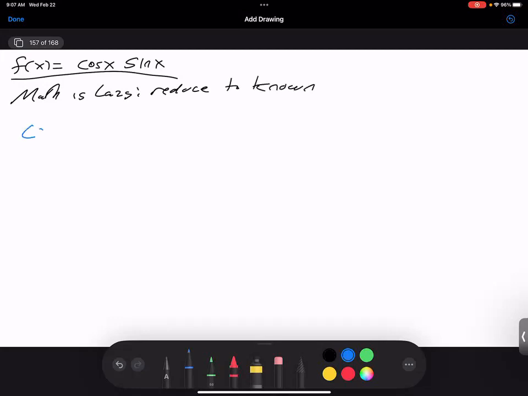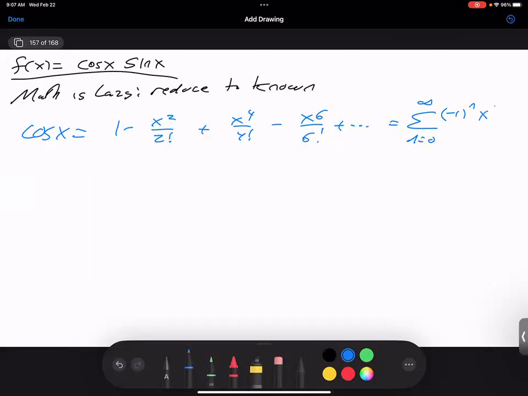We know the Taylor series for cosine of x. This is 1 minus x squared over 2 factorial plus x to the 4th over 4 factorial minus x to the 6th over 6 factorial plus ... This is the sum, n goes from 0 to infinity, -1 to the n, x to the 2n over 2n factorial. This is one of the famous Taylor series I included at the end of the slides. This is one of the ones you should just know. Okay, you can rederive it.